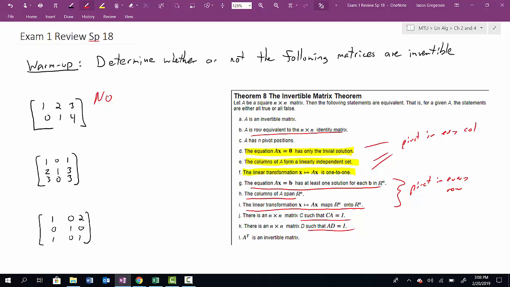Is this one invertible? No. Why not? What would be our argument here? How would I determine whether there really was an inverse to this or not? What are my steps? I could always row reduce. I could always say, I'm going to row reduce this and figure out where those pivots are. In this case, I could look for something else. I could look at those columns and say, wait a second, if I took the first column plus the second column, what would I get?